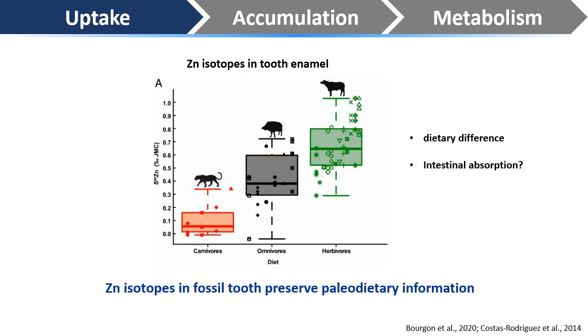Okay, similar successful examples can be found also in mammals. Just to show a simple example, in the figure you can see zinc isotopes in tooth of animals show a very clear increase from carnivores to herbivores. So as a result of their difference, we know that in herbs and plants, delta 66 zinc values are much higher than in meat. And the zinc isotopes in this case in fossils can thus preserve, for example, paleodietary information.